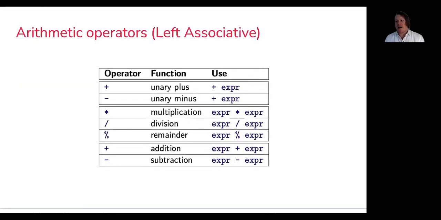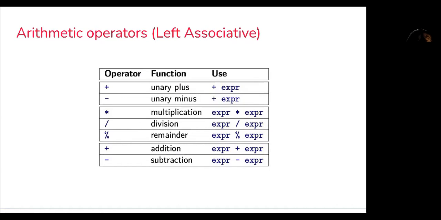So let's go ahead and just look at the arithmetic operators and their precedence, and then also remind you that they're left associative. So this is going to go from low to high precedence. We'll see here that the unary plus and unary minus are going to be of the highest precedence for the arithmetic operators. And they're one group together, so they have the same level.